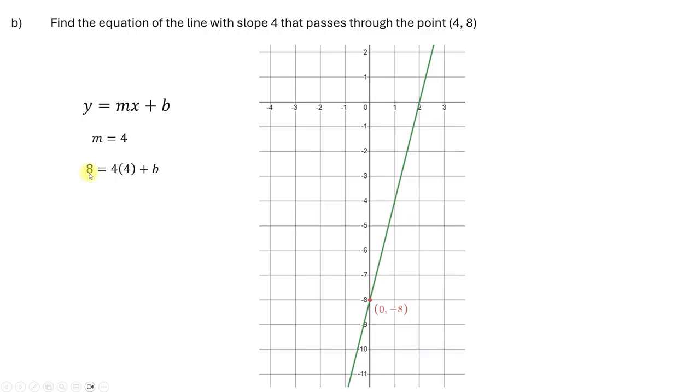Our y value is 8. Our slope is 4. Our x value is 4. And we're solving for b. Once we have a value for b, we now have enough information to write our equation. B is negative 8. Slope is 4. So we can say that y equals 4x minus 8.